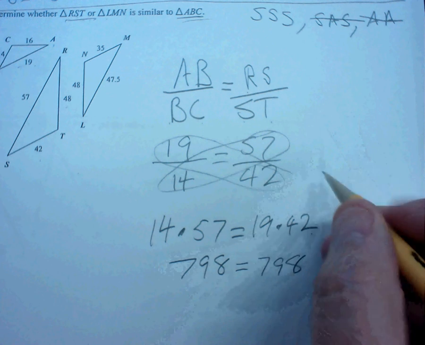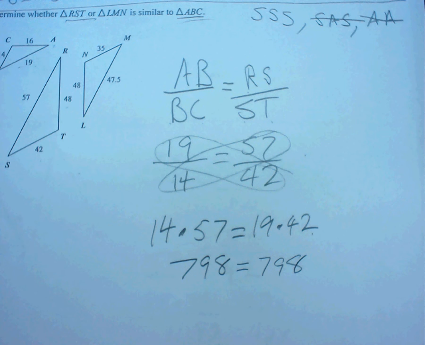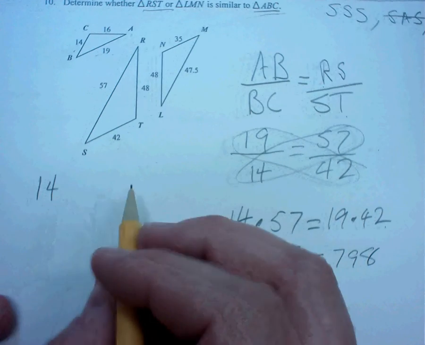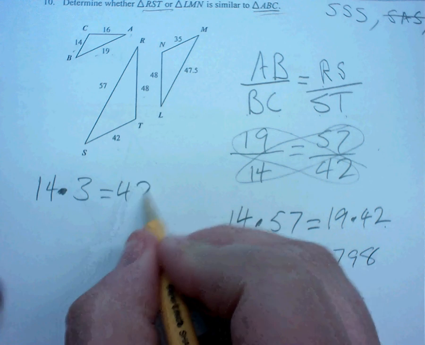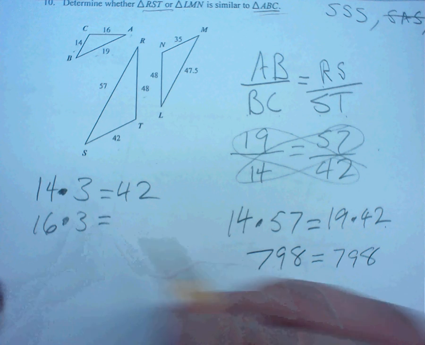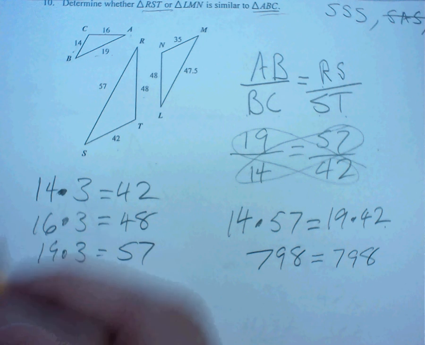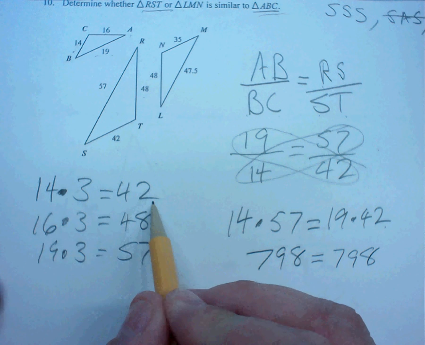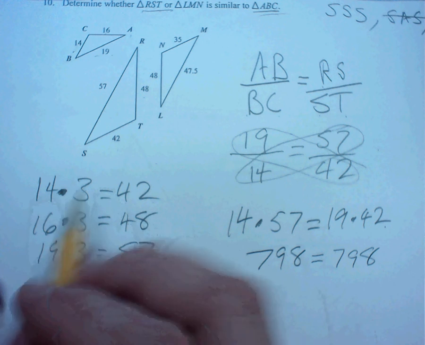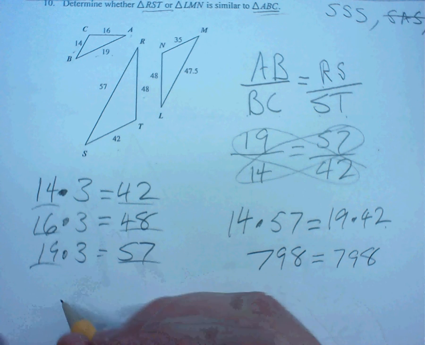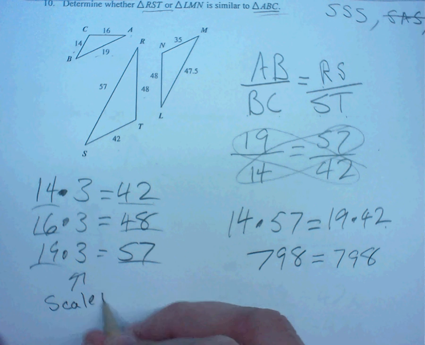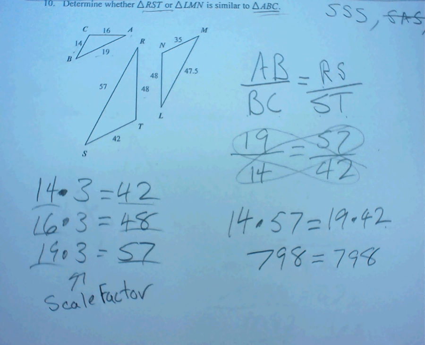Now, if I were to do that with the third side, I could plug it in and it would be proportional as well. Congruent's the wrong term. I meant to say similar, right? They're proportional. In other words, 14 times 3 equals 42. 16 times 3 equals 48. 19 times 3 equals 57, right? So 14 is CB, 42 is ST, so they correspond. These are all the side lengths of ABC. These are all the side lengths of RST, and this is what we call the scale factor. Okay? Any questions?